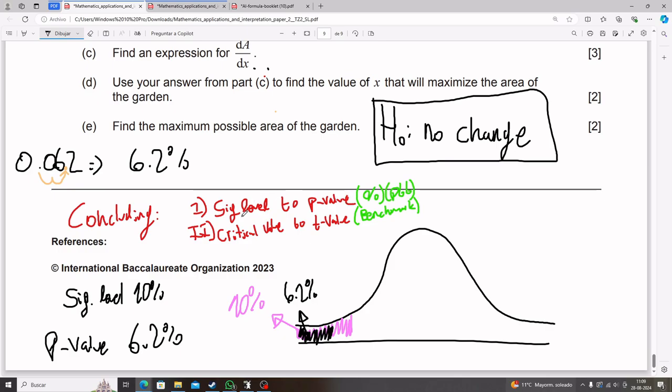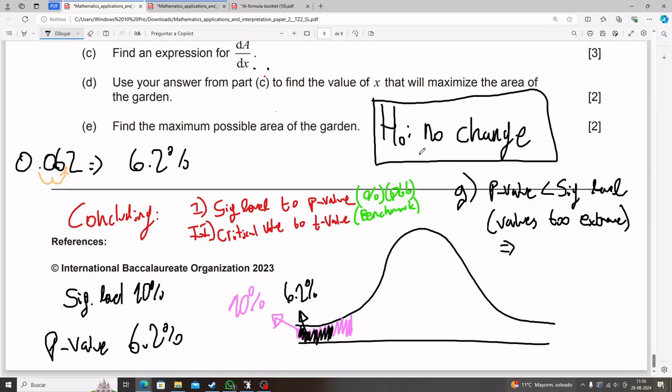And so you compare the significance level to the p-value because they're both percents. They're both probabilities. P-value is less than significance level. And now this is for part G. So p-value being less than significance level means that the values are too extreme, assuming that null is true, right? And so if the p-value is less than the significance value, the values ended up being too extreme, which means that the null is wrong. So if the null is wrong, you reject H0. See? Because the values are too extreme, you reject H0.